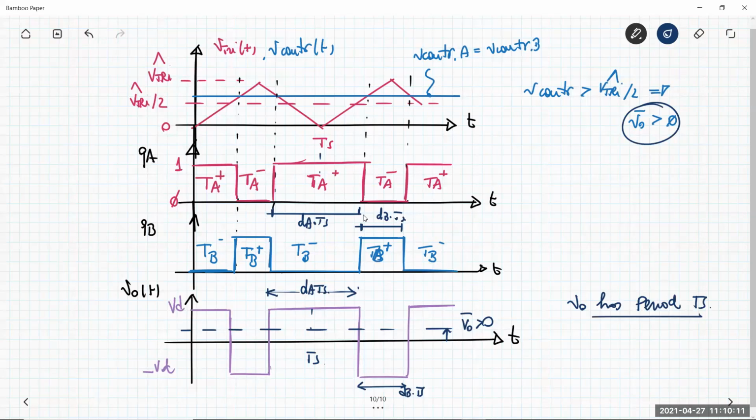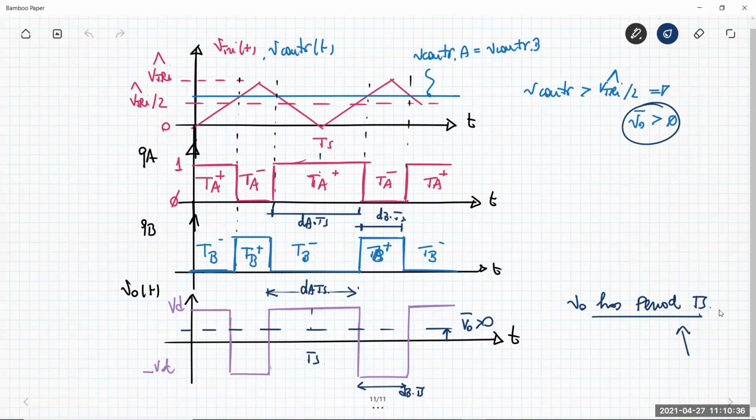If you compare this situation with the situation we analyzed for the unipolar pulse width modulator, we can see that previously, in the unipolar pulse width modulator, the output voltage has a period which is Ts over 2. So it is twice the switching frequency. Here, the harmonics of the output voltage are exactly at DC value, Fs, 2Fs, etc.